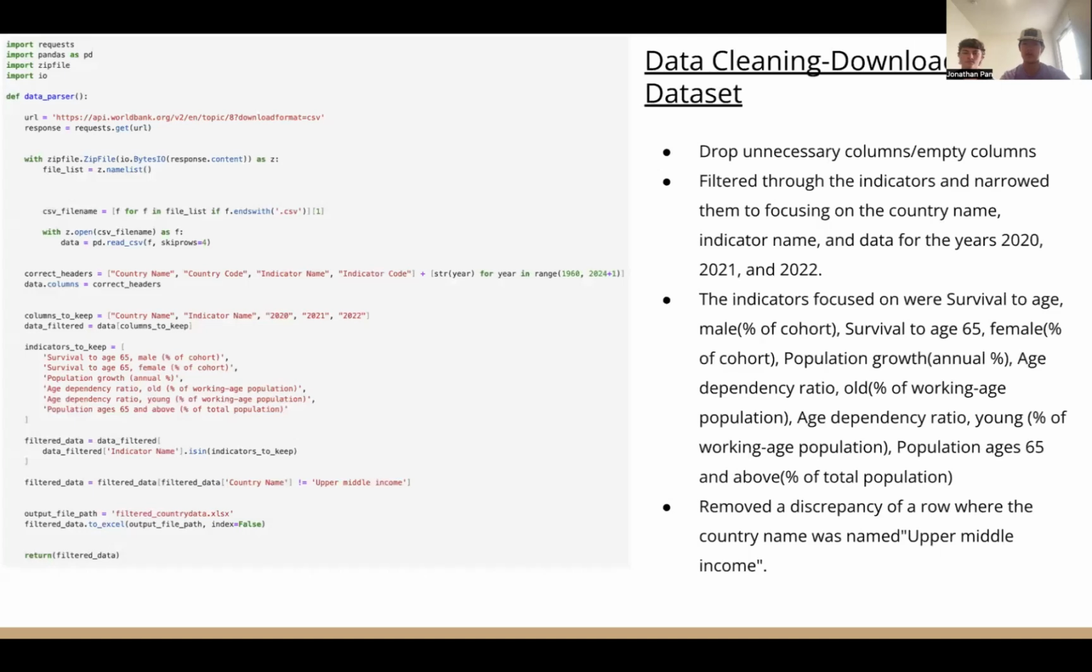So for our downloaded data set, how we cleaned it was that we dropped unnecessary columns that didn't have any data in them. We filtered through indicators that we wanted and narrowed down to them, focusing on country name, indicator name, and data for the years of COVID, which were 2020, 2021, and 2022. The indicators we focused on were survival at age for both male and female, population growth, age dependency ratios for old and young people, as well as population ages 65 and above. And we removed a discrepancy of a row in our country column where the name was upper middle class, which is not a country name.